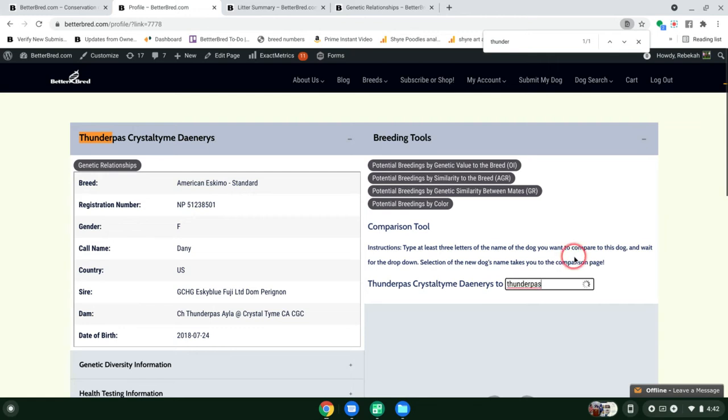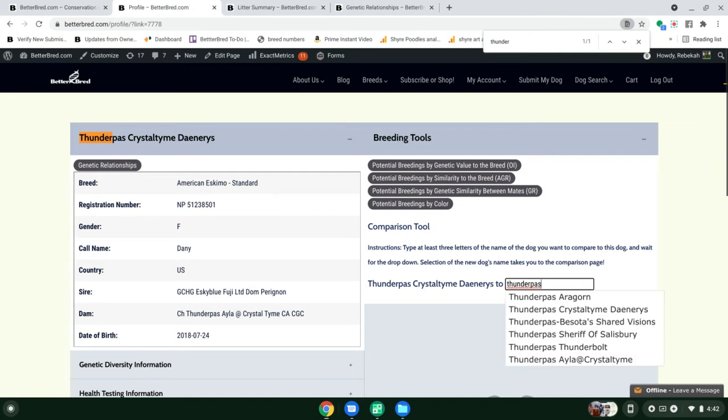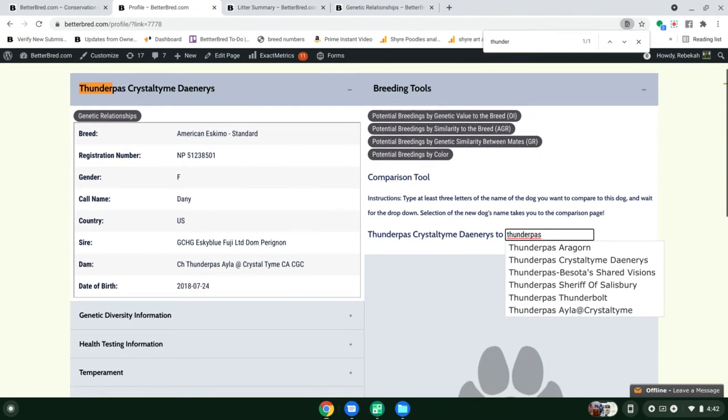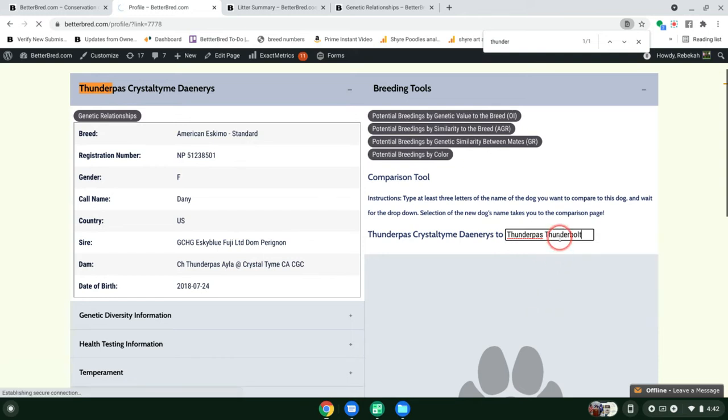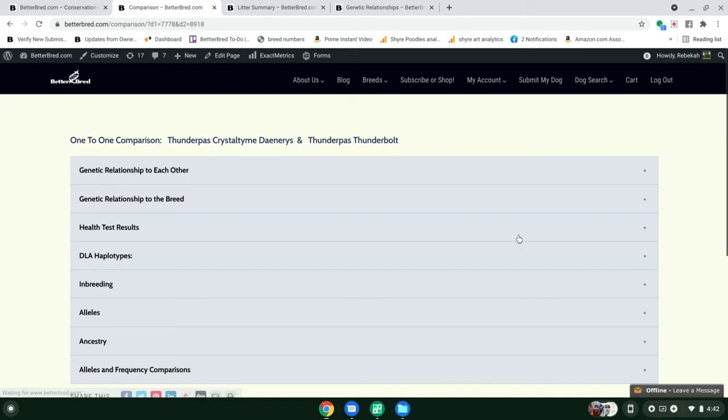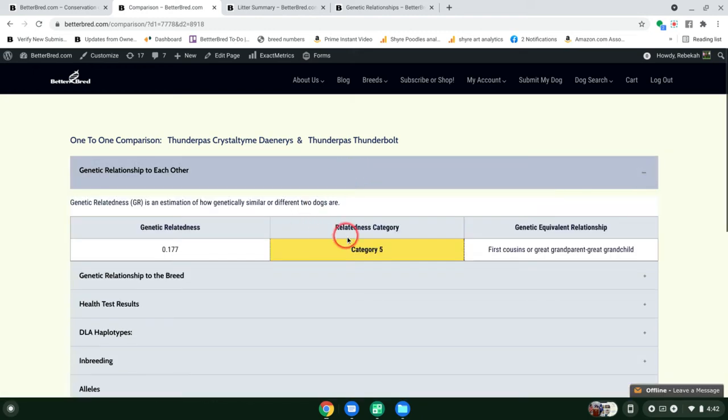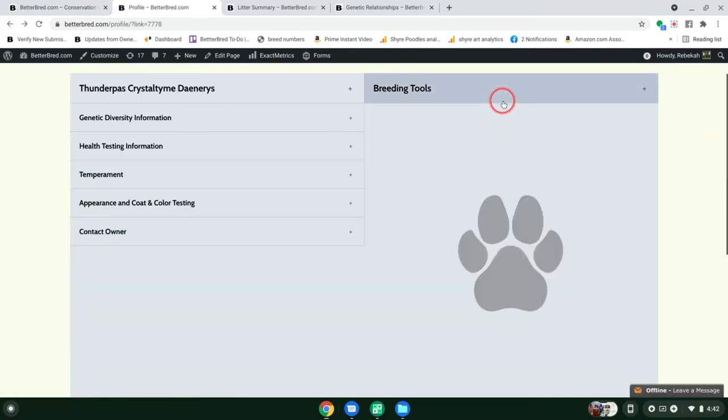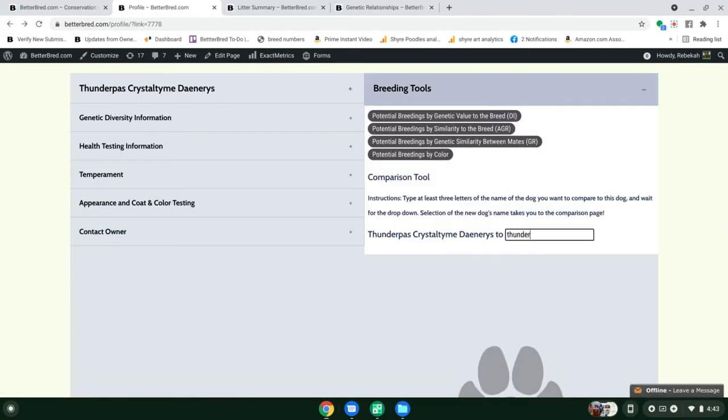So I can search the other Thunderpass dogs, and you can see. I wanted to note that this dog, Thunderpass Thunderbolt, was unrelated. I noticed that in her breeding list, which was interesting, and I was wondering if, oops, so you can see, oh, nope, this one's category 5. Must have been a different Thunderpass. Anyway, I'll pull up the one that was suggested. So you can do this for free to see how dogs compare with one another.